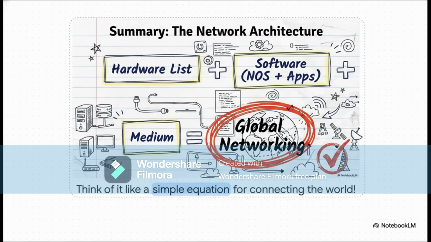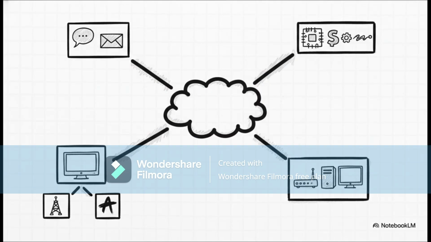It's that simple. So let's lock in the most important takeaway here. For any network to work, you absolutely need 3 things: the physical gear, which is the hardware, the brains to control it all, the software, and a path for the information to travel on, the medium.